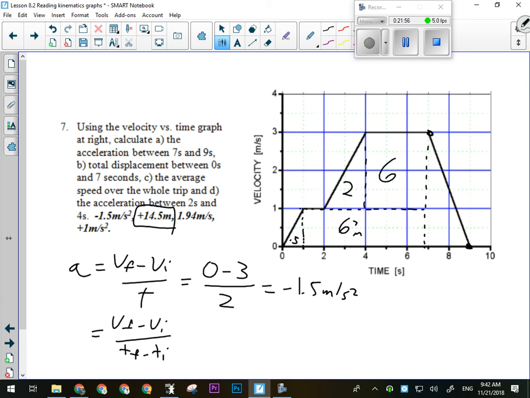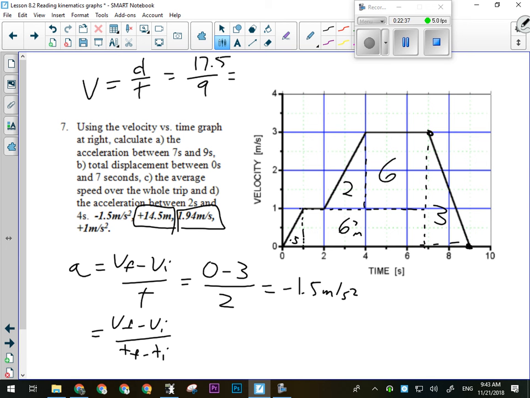Okay, average speed over the whole trip. If I want to calculate average speed, I need the total distance divided by the total time. I've only got up to 7 seconds, but it's only one more shape for me to find, and that's this big triangle here. That's 3 high by 2 wide, so 3 times 2 divided by 2 is 3. So now my total distance is 17.5 meters. You guys follow what I did there? I just took the 14.5 from before and added 3 on. So I've got a total distance of 17.5 meters. That took 9 seconds, which should give me 1.94 meters per second.